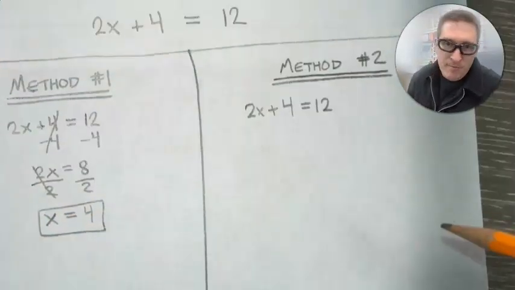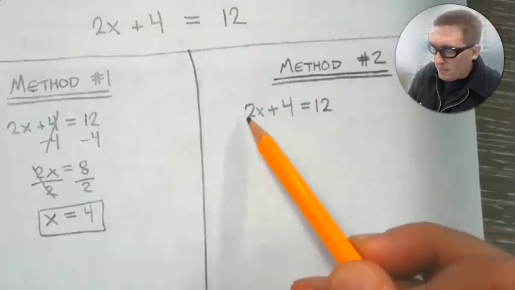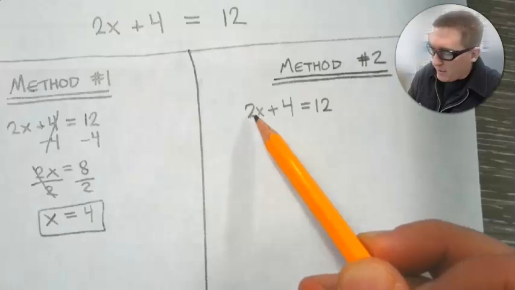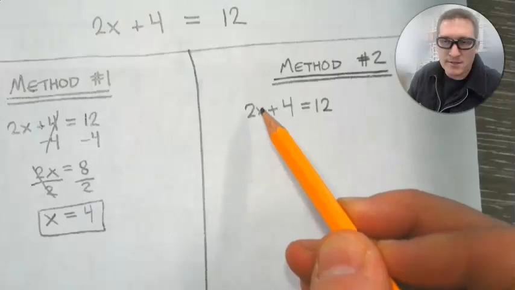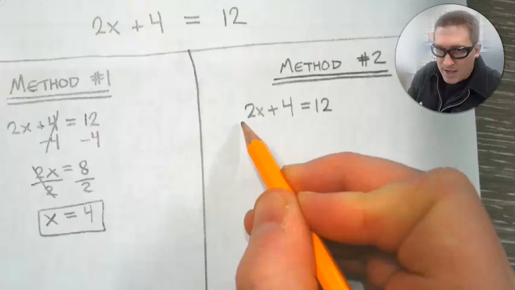However, there is another method of doing it, not one where we deal with the 4 first, but we deal with the 2. Before I do anything with this 2, I need to look at the relationship it has with x. It's 2 times x. So one thing I could have done was divide both sides by 2.